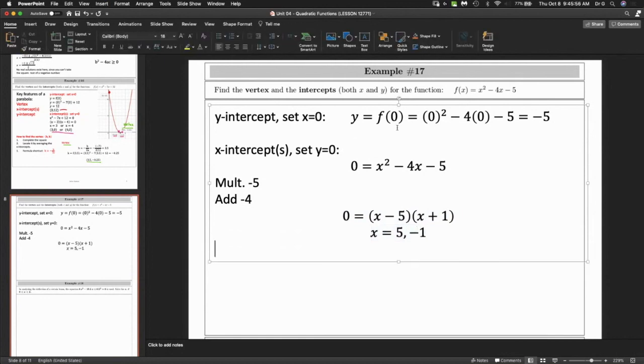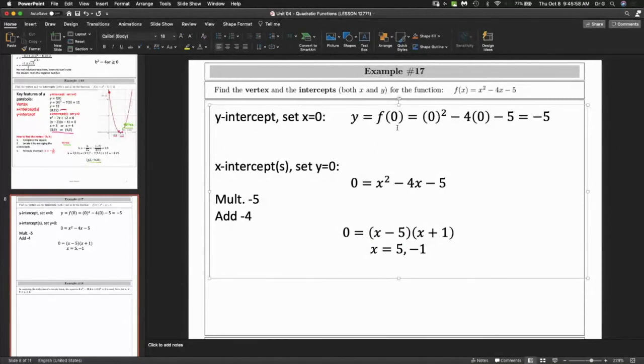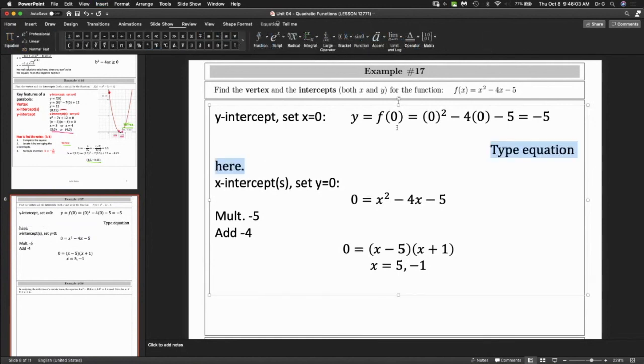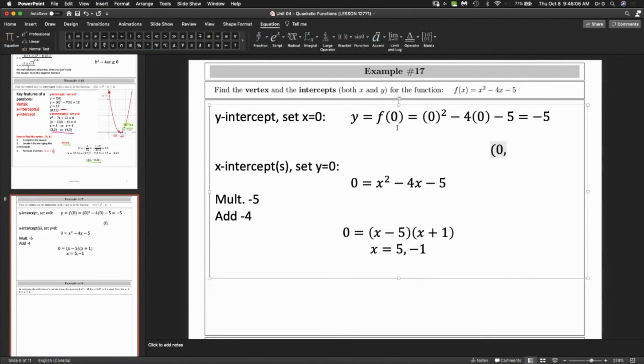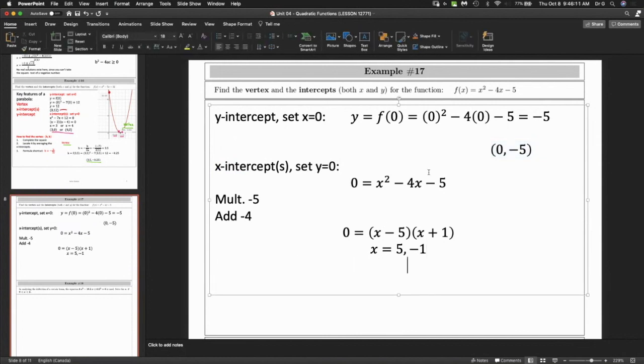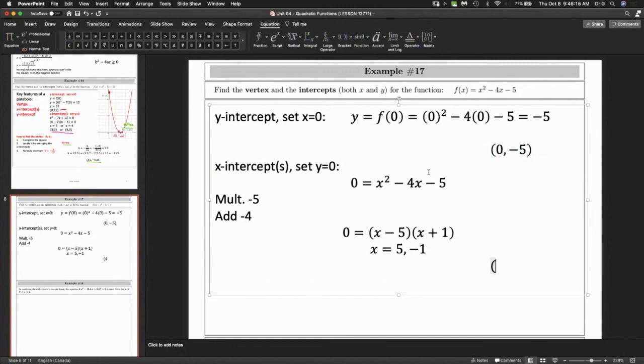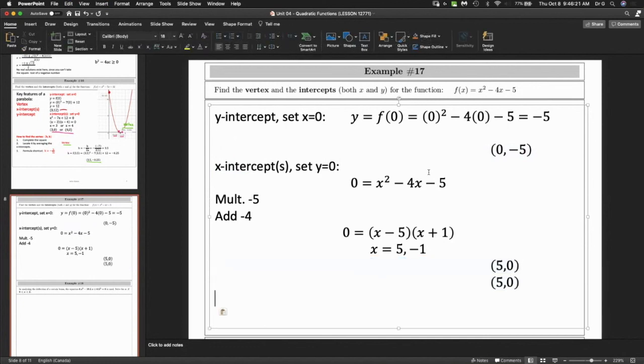So what do we have now? We have the y-intercept, which is (0, negative 5). We also have our x-intercepts, which are (5, 0) and (negative 1, 0). So the things that I'm highlighting are going to be the final answers, so stuff in blue.